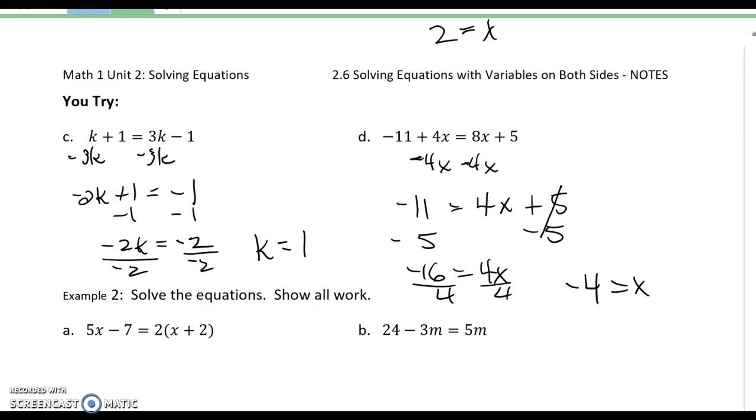So for part D, I chose to have the x's on the right this time. I'm going to subtract 4x from both sides. Now I just have the variable on the right side. Undoing the operations to get x by itself, I got x is equal to -4.